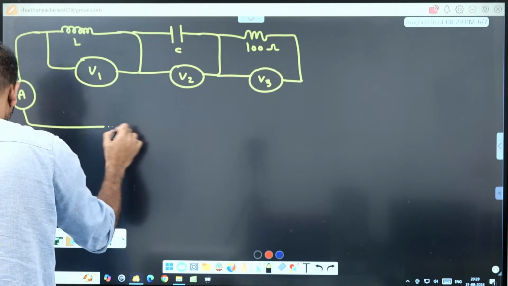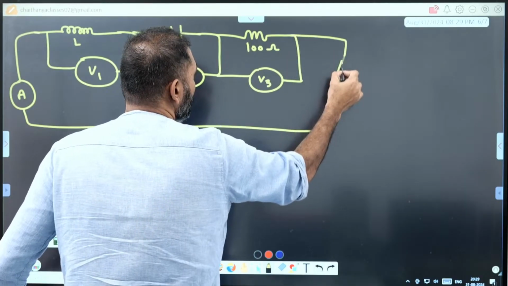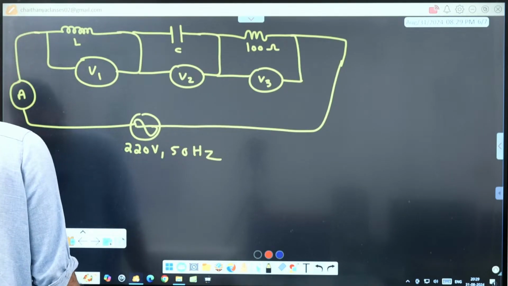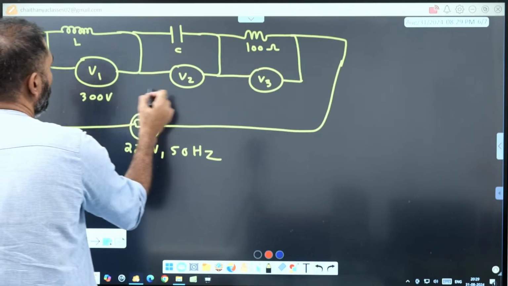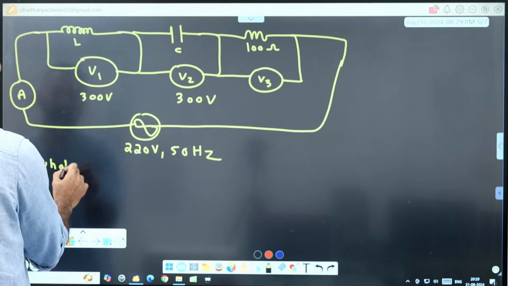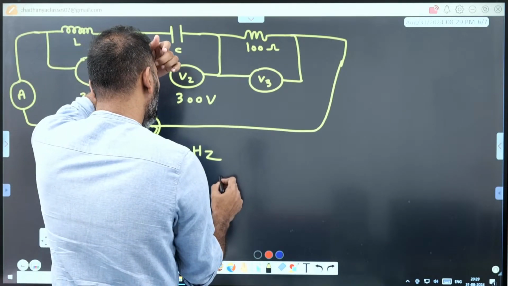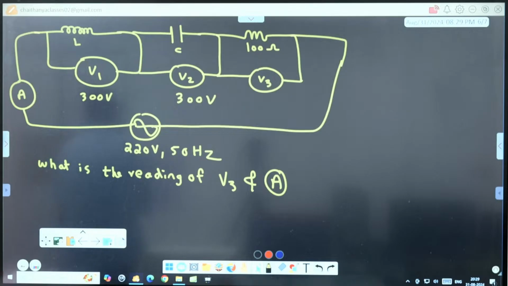This is an AC voltage. It is connected like this, and the AC voltage is 220 volt, 50 hertz. Now what we have to find out here: V1 and V2 both are 300 volt. V1 300 volt, V2 also 300 volt. We have to find out the reading of voltmeter V3 and ammeter A. That is our task.